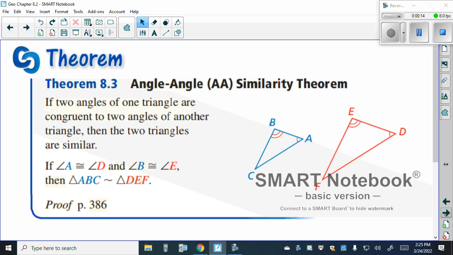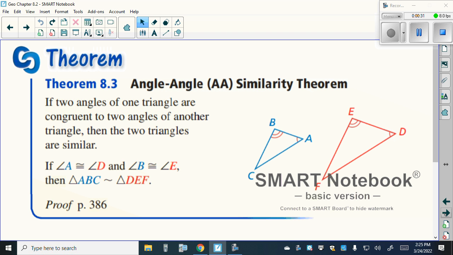Now, what we're looking at today is showing that two triangles are similar by angle-angle similarity. Angle-angle similarity: two angles of one triangle are congruent to two angles of another triangle. Then the two triangles are going to be similar to each other.